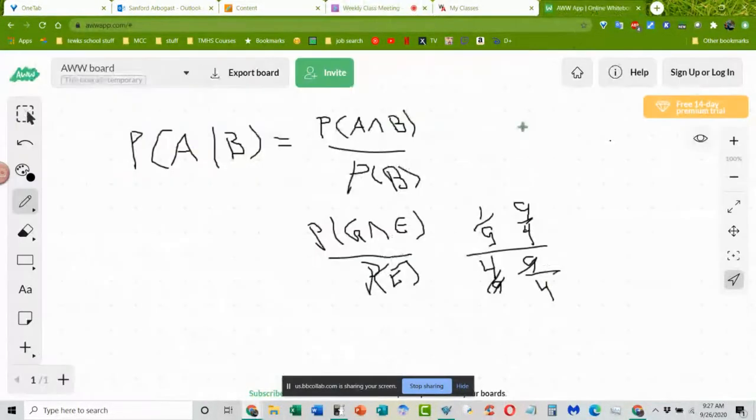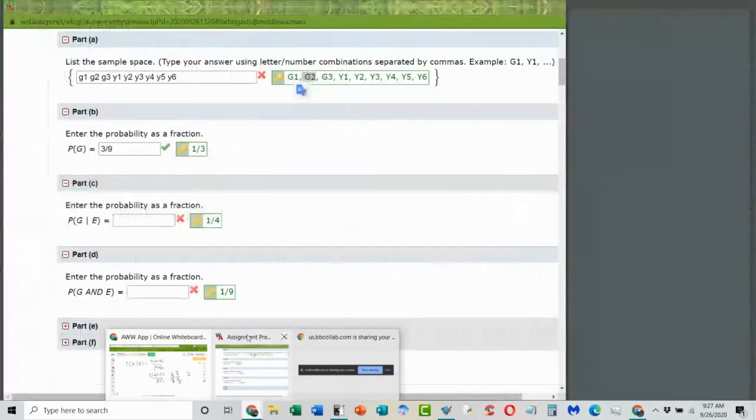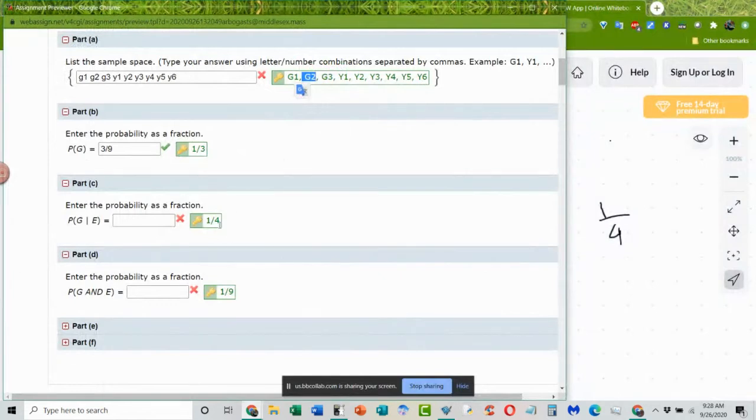So we have these cancel, and I get 1 over 4. So having these pieces, we can do the math, but having the items in front of us, we can just count them. So it's sometimes easier to just have the shared space because we have that time.